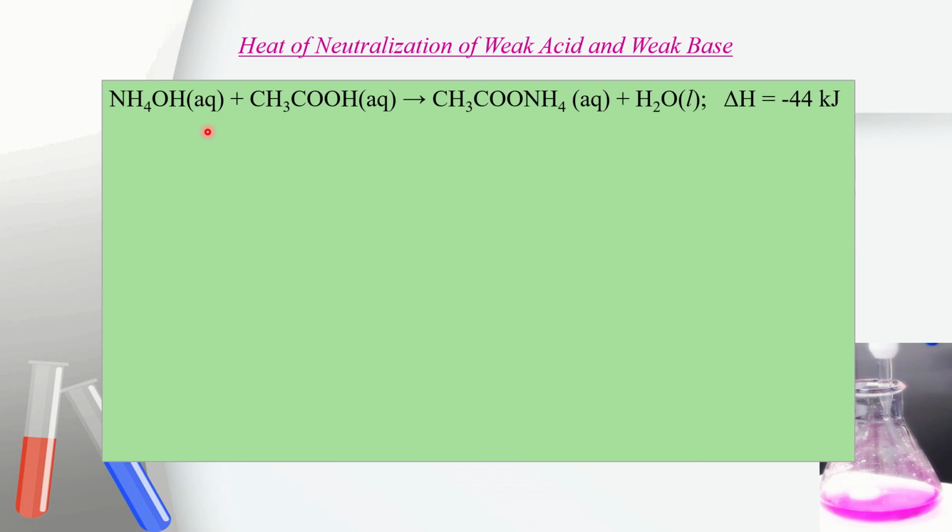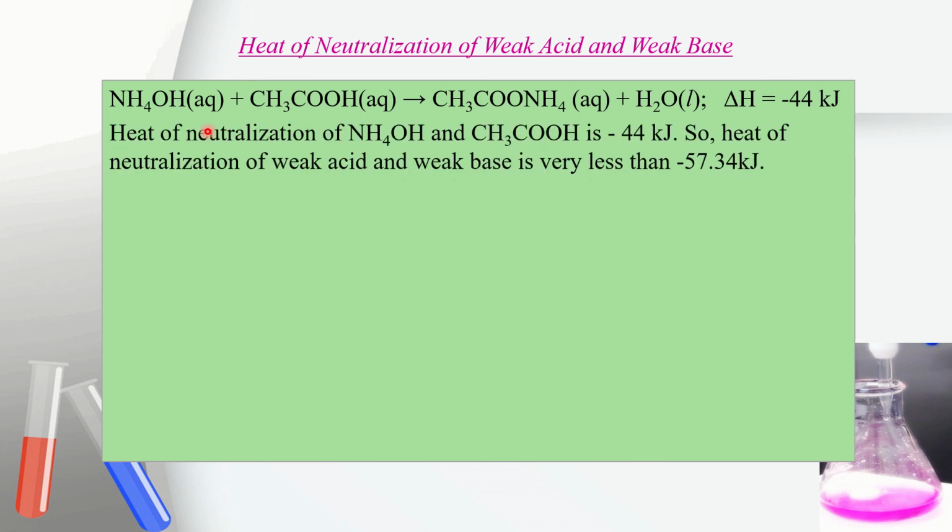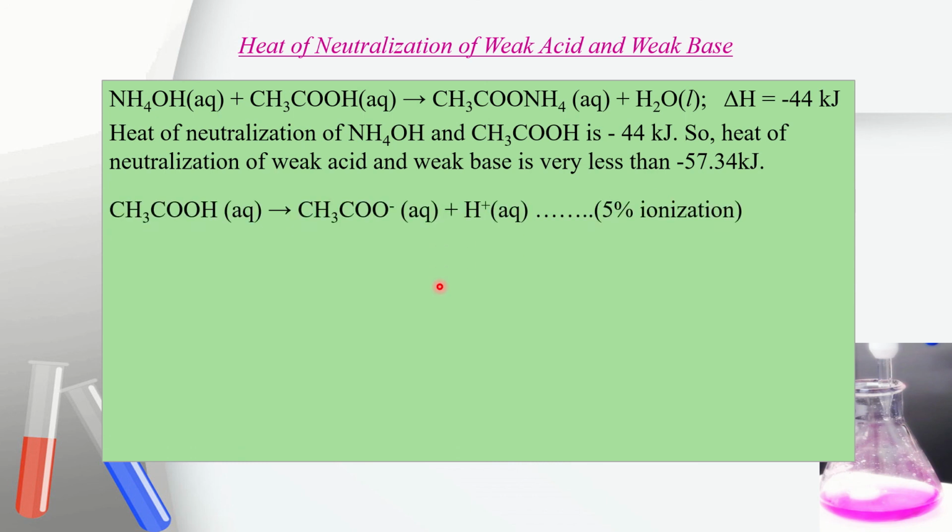But in the neutralization reaction, some amount of energy is absorbed by ammonium hydroxide as well as acetic acid, and the total energy is less than minus 57.34 kilojoule. Here, the heat of neutralization of ammonium hydroxide and acetic acid is only minus 44 kilojoule, and this is very much less than minus 57.34 kilojoule. Acetic acid is only 5% ionized in solution. Ammonium hydroxide is also 5% ionized in solution.